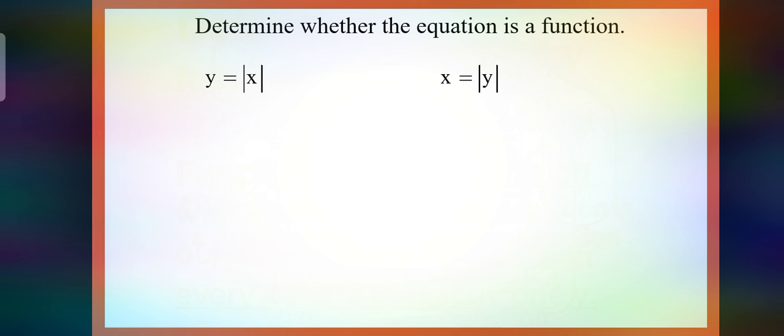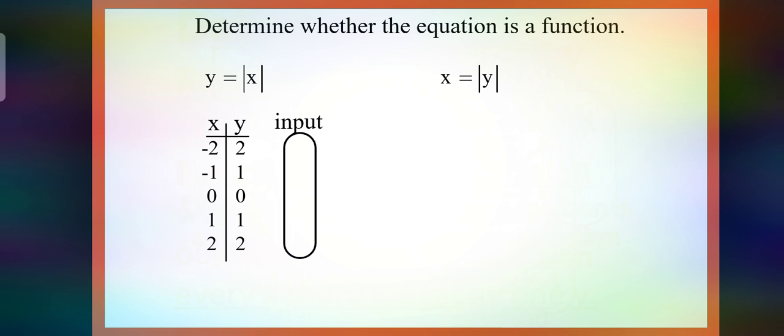So we have here another example. You determine whether the equation is a function. y is equal to the absolute value of x and x is equal to the absolute value of y. Again, we have the set of values of x. By substituting into y is equal to the absolute value of x, negative 2 is 2. For negative 1, that is 1. For 0, 0. For 1, 1. For 2, 2.